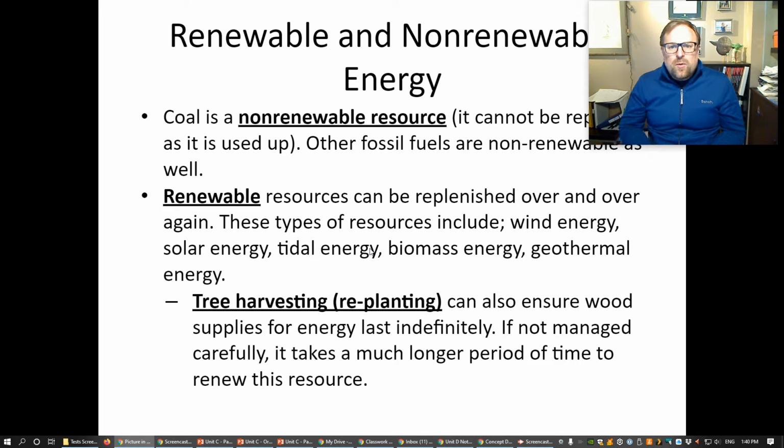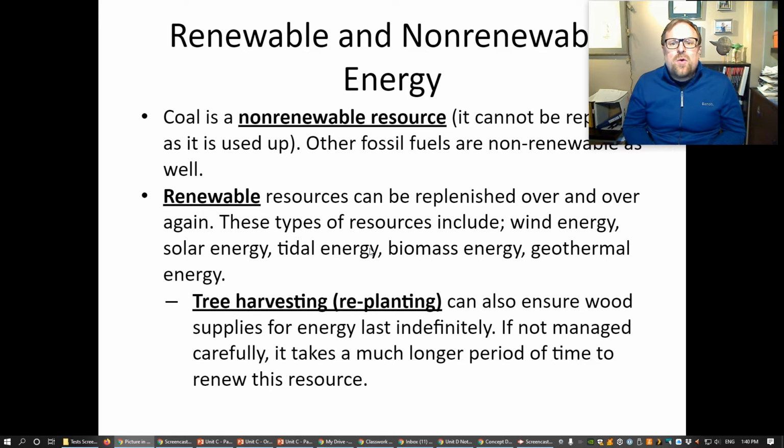Biomass is there. We can grow things to be burnt, or use a landfill to siphon off gases from that. And the Earth's core is going to be there, warm and producing energy for a long period of time. And again, if it cools off, we may have bigger problems on our hands. So all of these things are renewable, which means that we can use them again and again and again, whereas a lot of our fossil fuels, or all of our fossil fuels, are non-renewable.